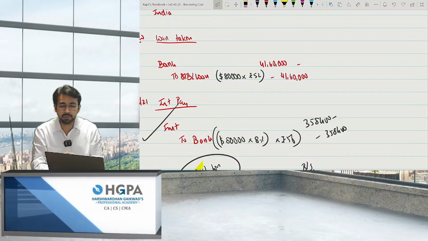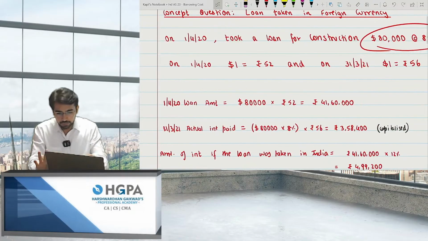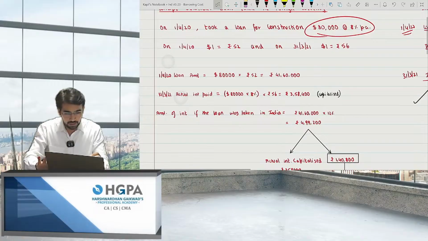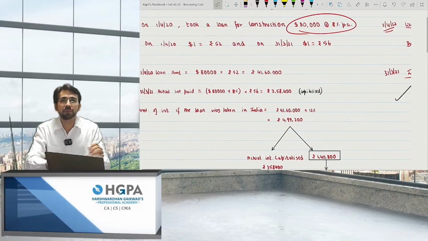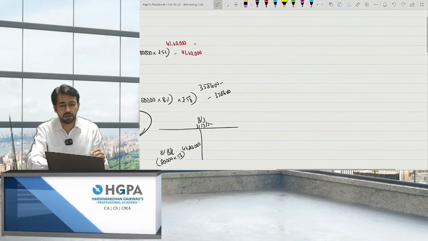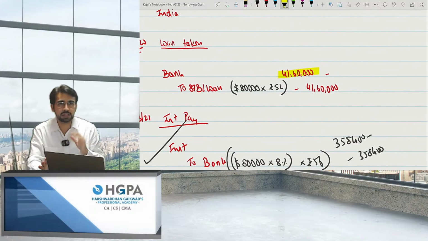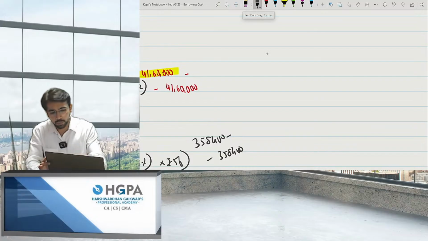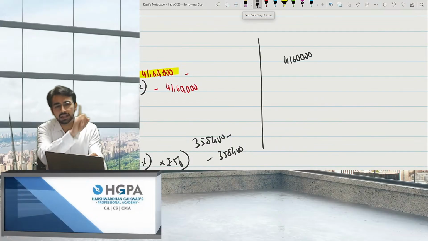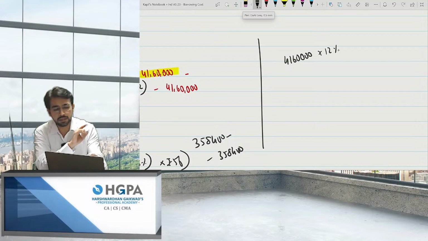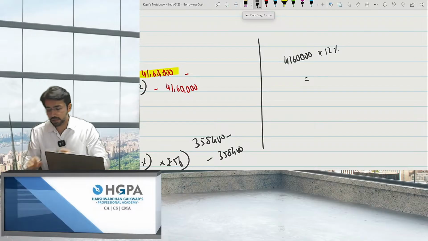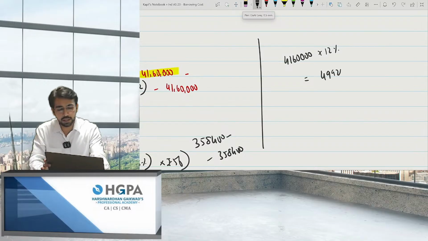What was the rate at that time? You will say, I haven't given the rate. Okay. The rate was 12% at that time. And what was the amount of loan borrowed? You will say 41,60,000 I was needing, right? Okay, fine. So if you borrowed 41,60,000 in India at that time, you would have paid 12% interest. You will say yes, obviously. So 41,60,000 into 12% will give you 4,99,200.